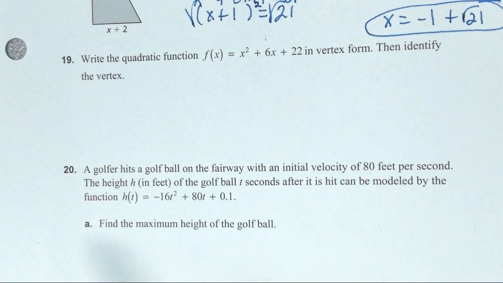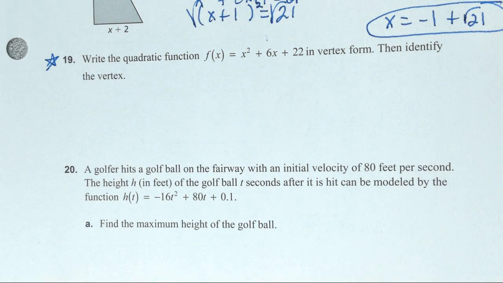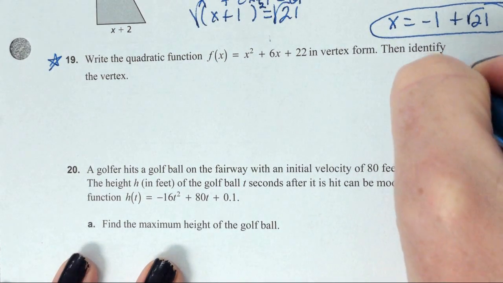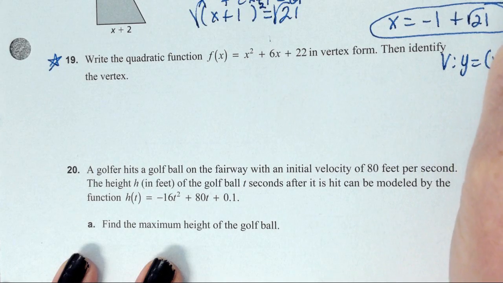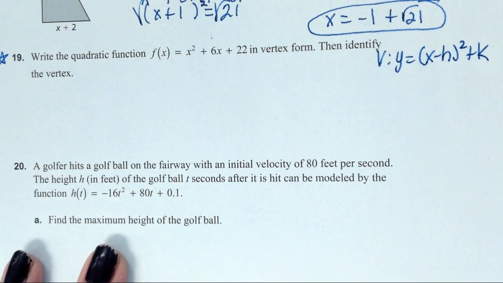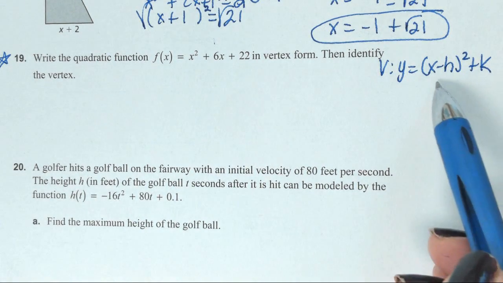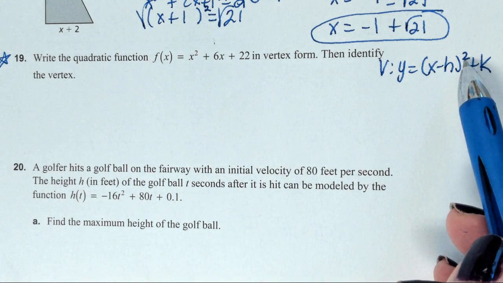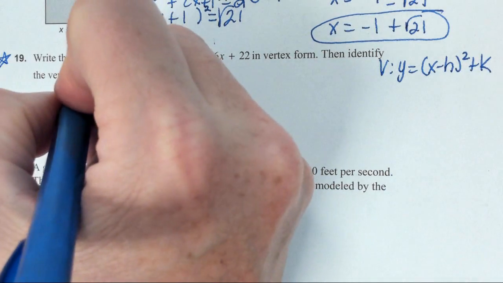Okay. Next one. Guys, this is a very important problem, and you only have one of these in your homework, but it will come up again, so make sure you can do it. It says, write the quadratic function in vertex form. Here's vertex form. Y equals x minus h squared plus k. That's the kind of form we're trying to get this into. So in order to get this x minus h quantity squared, we have to complete the square. But it's done a little differently here.